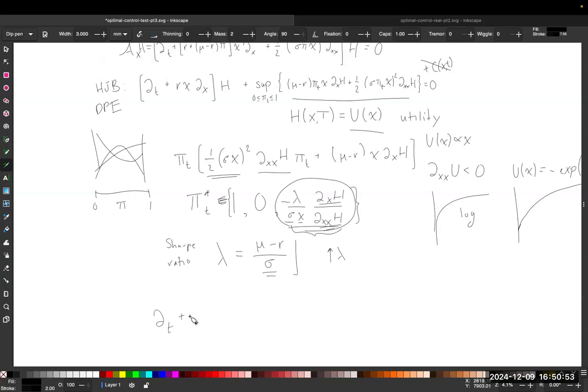We have a component that's independent of our control policy. And then what we get from plugging in this particular form of pi star is what I think is a really perplexing nonlinear PDE that I've been puzzling over.